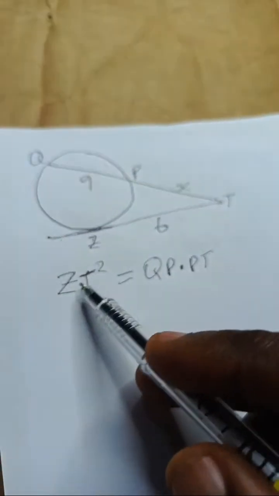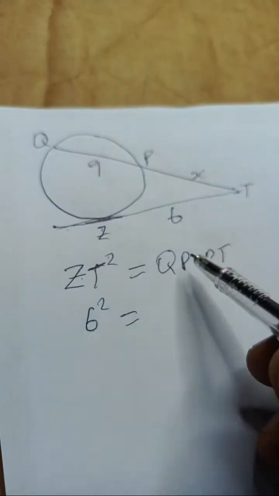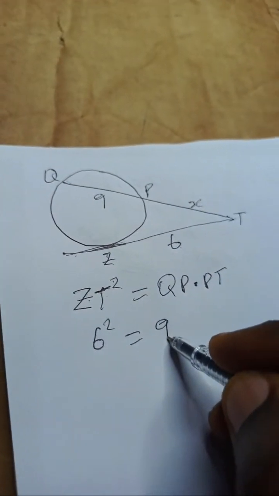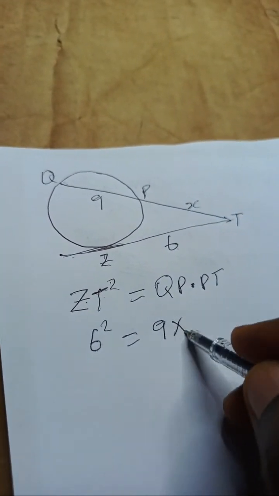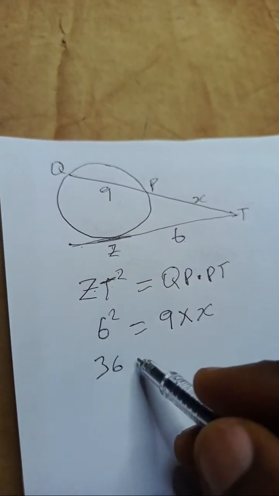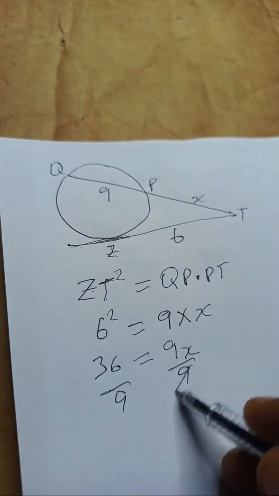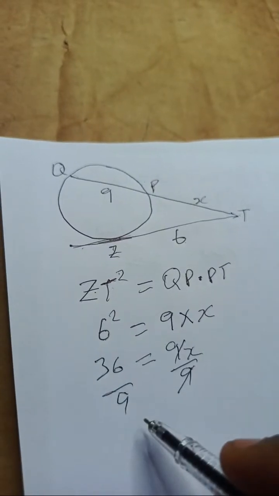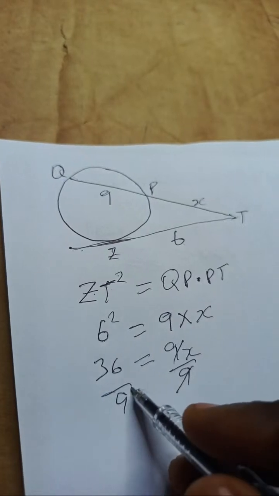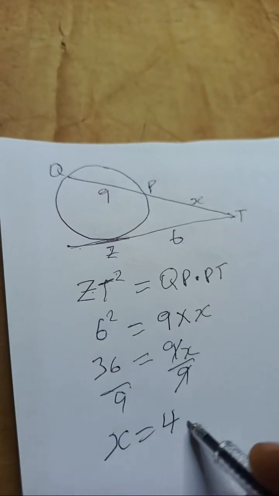So what do we now have? ZT squared, which is 6. We have 6 squared is equal to our QP, which is 9, multiplied by X. So 6 squared is 36, which is equal to 9x. So we divide both sides by 9. So what do you have there? That's 4. Good. Amita Palmer, thank you. So the answer is 4. It means x is equal to 4.